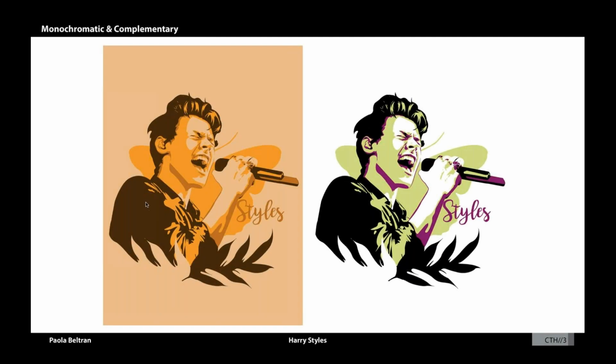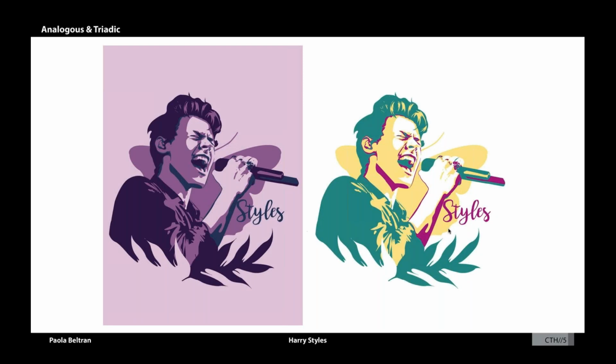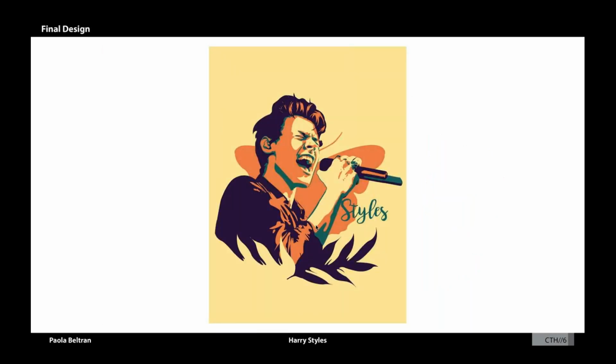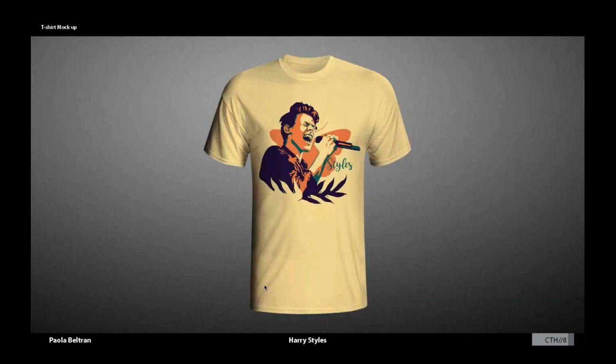Now she created her color relationships: monochromatic, complementary, split complementary, double complementary, analogous, triadic. There's her final design. She separated it into Pantone colors. You're going to figure out your Pantones. And then there's her final t-shirt. That's all you have to do by Sunday.